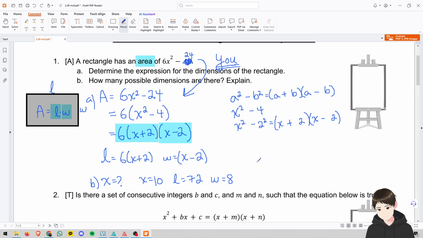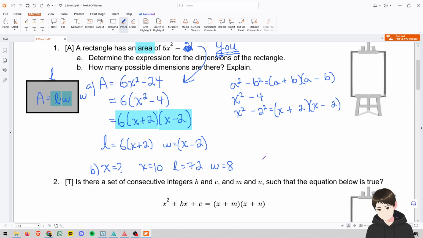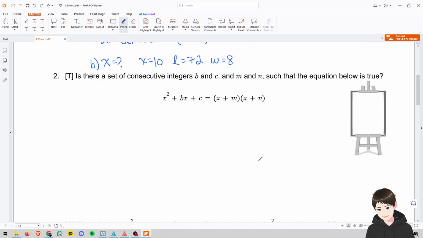Okay. Number 2 is a puzzle question. Is there a set of consecutive integers b and c, as well as consecutive integers m and n, such that the equation below is true? By consecutive, it means it's right next to each other. So if that's like a 2, this could be like a 1. Or maybe that could be a 3. Either way, these numbers are consecutive. So here are some mystery numbers.